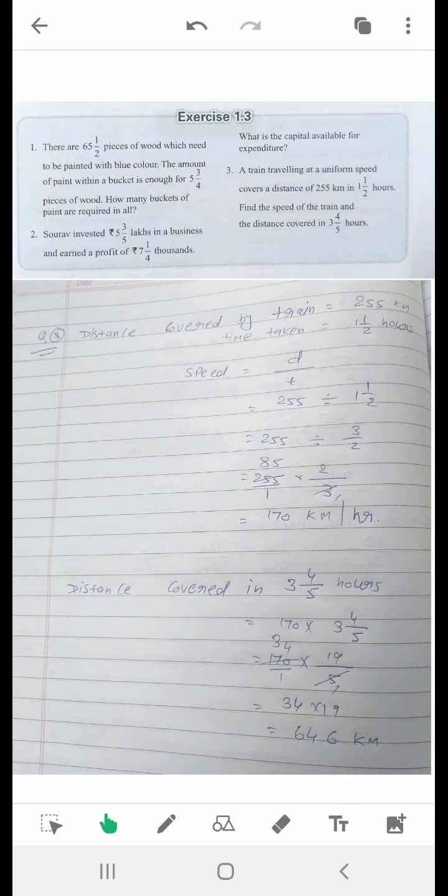Now some questions from your exercise 1.3. The first question is similar to that previous example. There are 65.5 pieces of wood which need to be painted with the blue color. Okay, there are total pieces 65.5, and from one bucket you can paint 3 upon 4 pieces of wood. Okay, then how many buckets of paint are required in all?